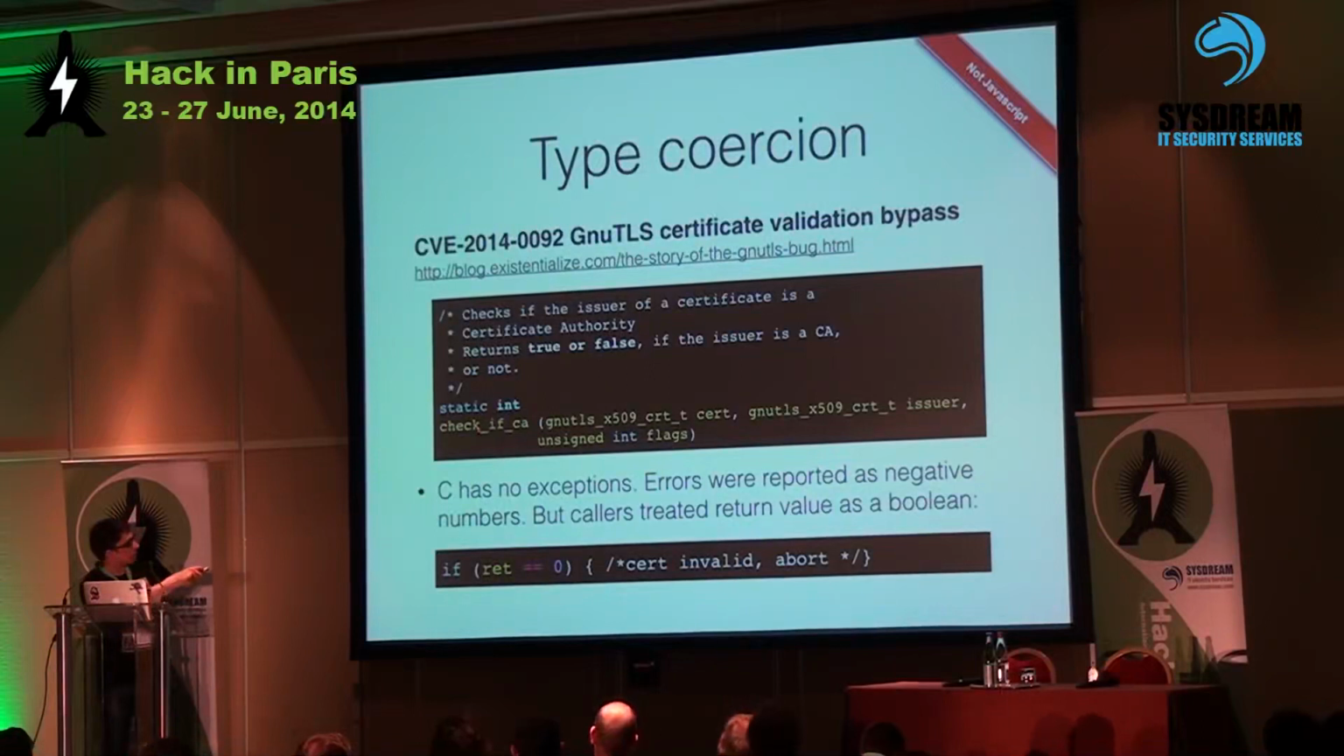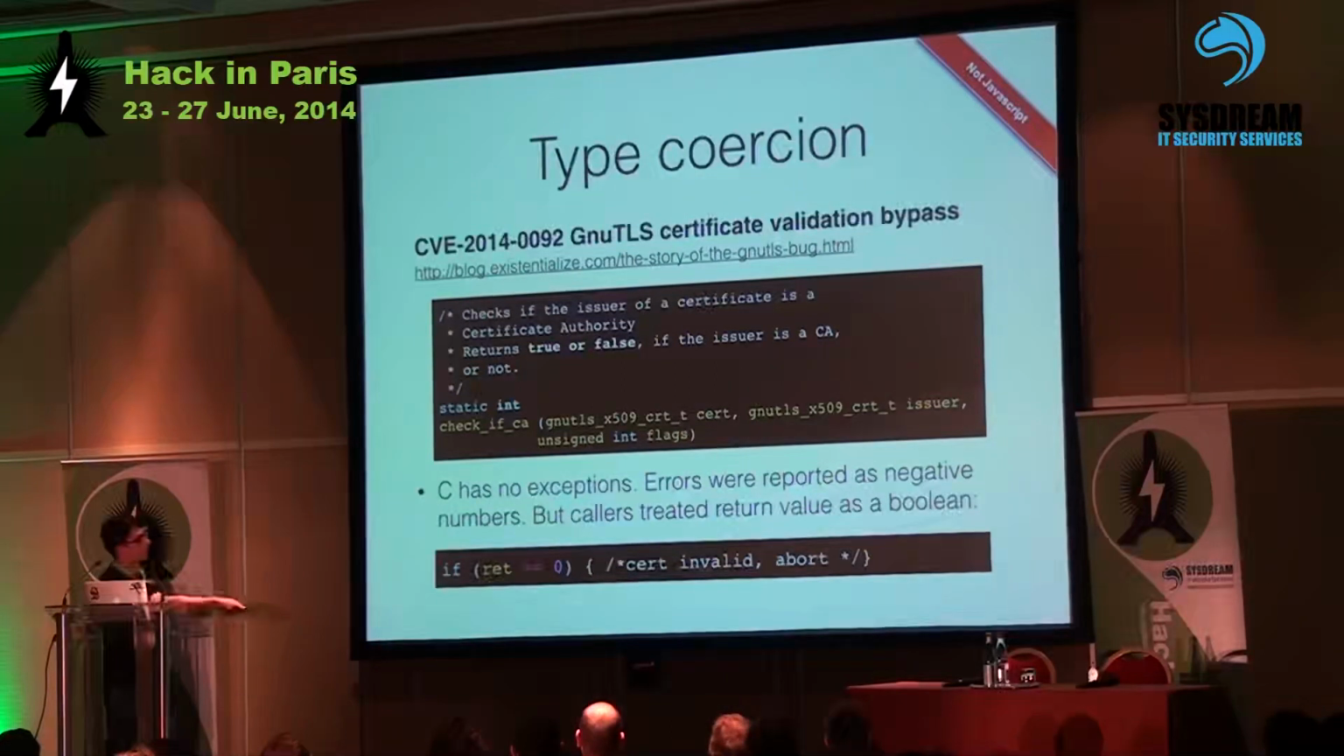The caller of this function, which performed the whole chain of certificate validation, compared the result value from this function to 0, because obviously if it's 0, it's not a CA, the certificate is not trusted, so abort the whole chain. And if it's not 0, well, obviously the certificate is fine, so just accept the connection. So -1, or whatever error value was there, got passed through this block. This block was never executed, and you were allowed to set up a man-in-the-middle attack through that.